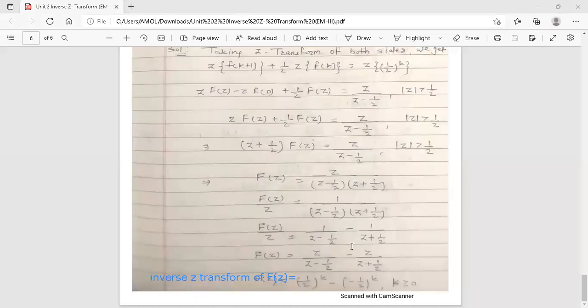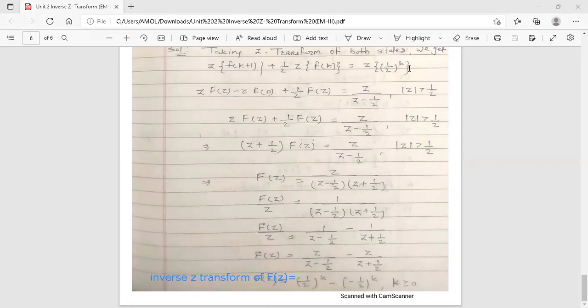We are using the Z transform results of some standard sequences for these two terms, and we have the answer: 1 by 2 raised to k minus minus 1 by 2 raised to k, when k is greater than or equal to 0. This is the inverse Z transform of f of z. These are the sequences. So here the difference equation topic is also covered.